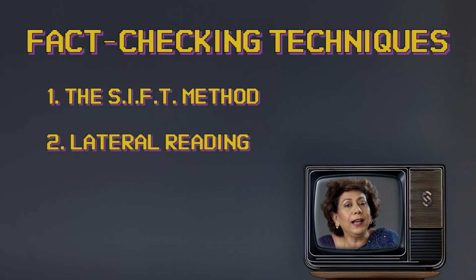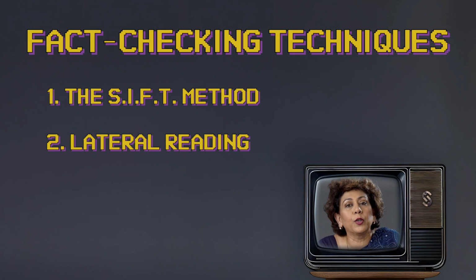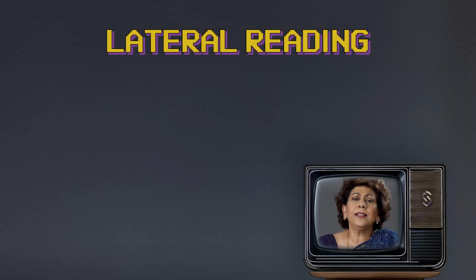Now that we understand the SIFT method, let's move on to another powerful technique for fact-checking, lateral reading. Unlike traditional reading, where you scroll up and down a single website, lateral reading involves opening new tabs and searching for information about the source and the claims it makes. This method helps you verify the credibility of the information by comparing it with other sources. Here's how you can practice lateral reading.